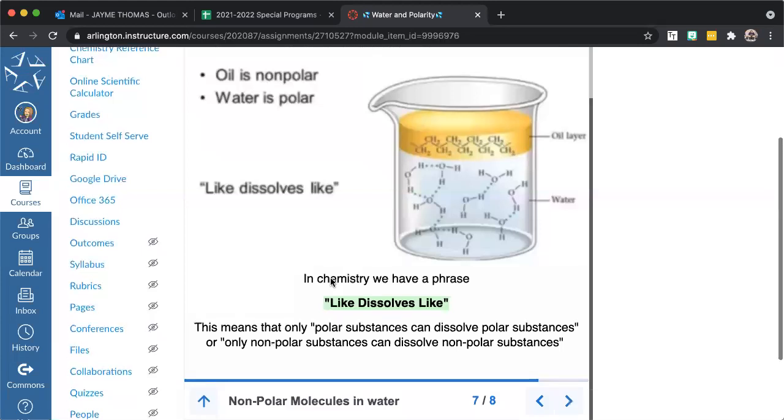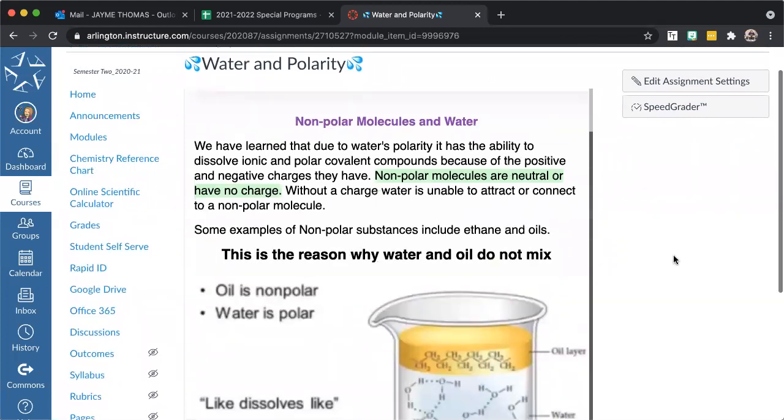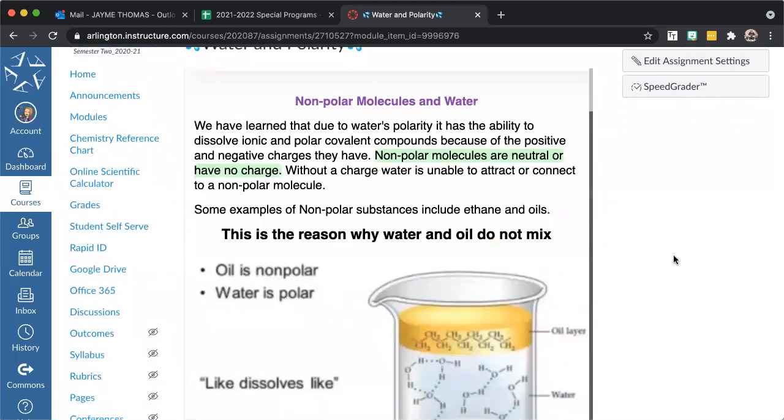One interesting real-world application of this right now is the coronavirus. The coronavirus molecule is surrounded on the outside by a layer of lipids, which are fats, if you remember from biology. Fats and lipids, like oils, are all nonpolar, so water cannot dissolve them, like we just looked at with the oil.